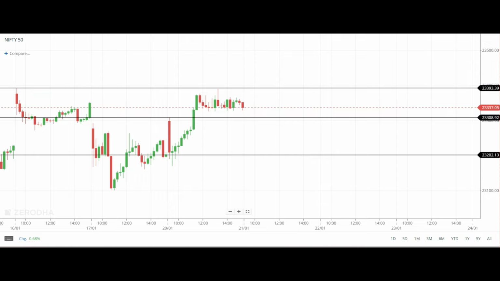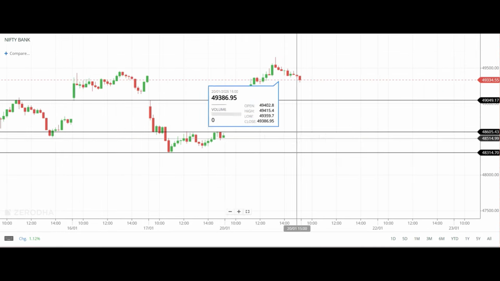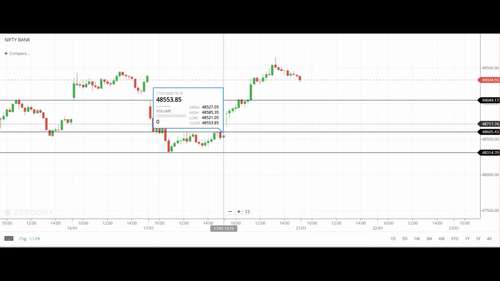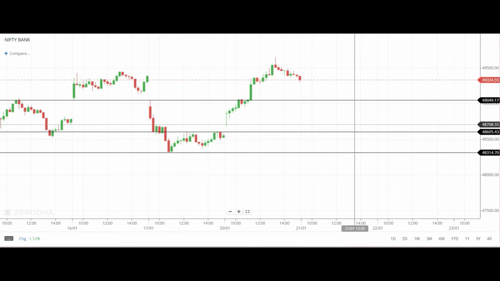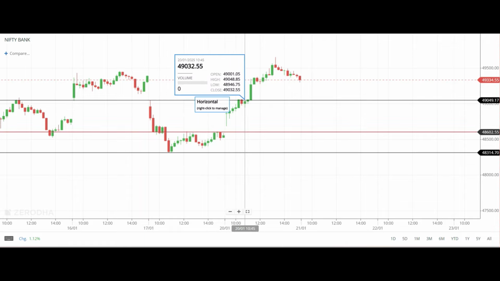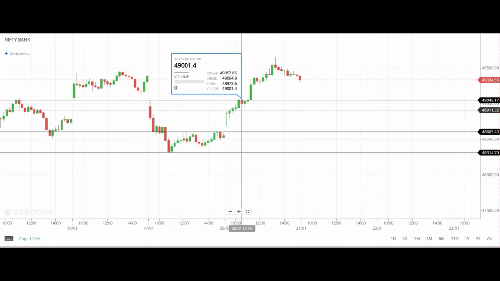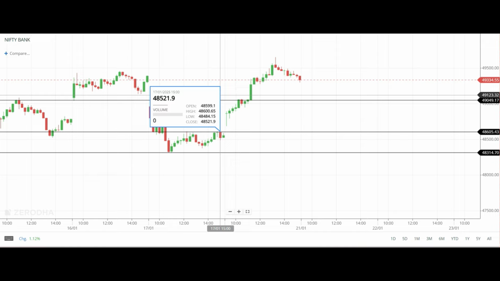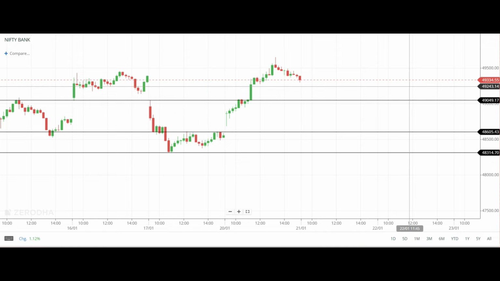Now let's move to Bank Nifty. Bank Nifty has opened somewhere around 49,800. This is the place where we don't take any trades because we will be waiting for either this level or this level, and at these levels we will see how the price is reacting, and based on that we will take a small intraday trade.